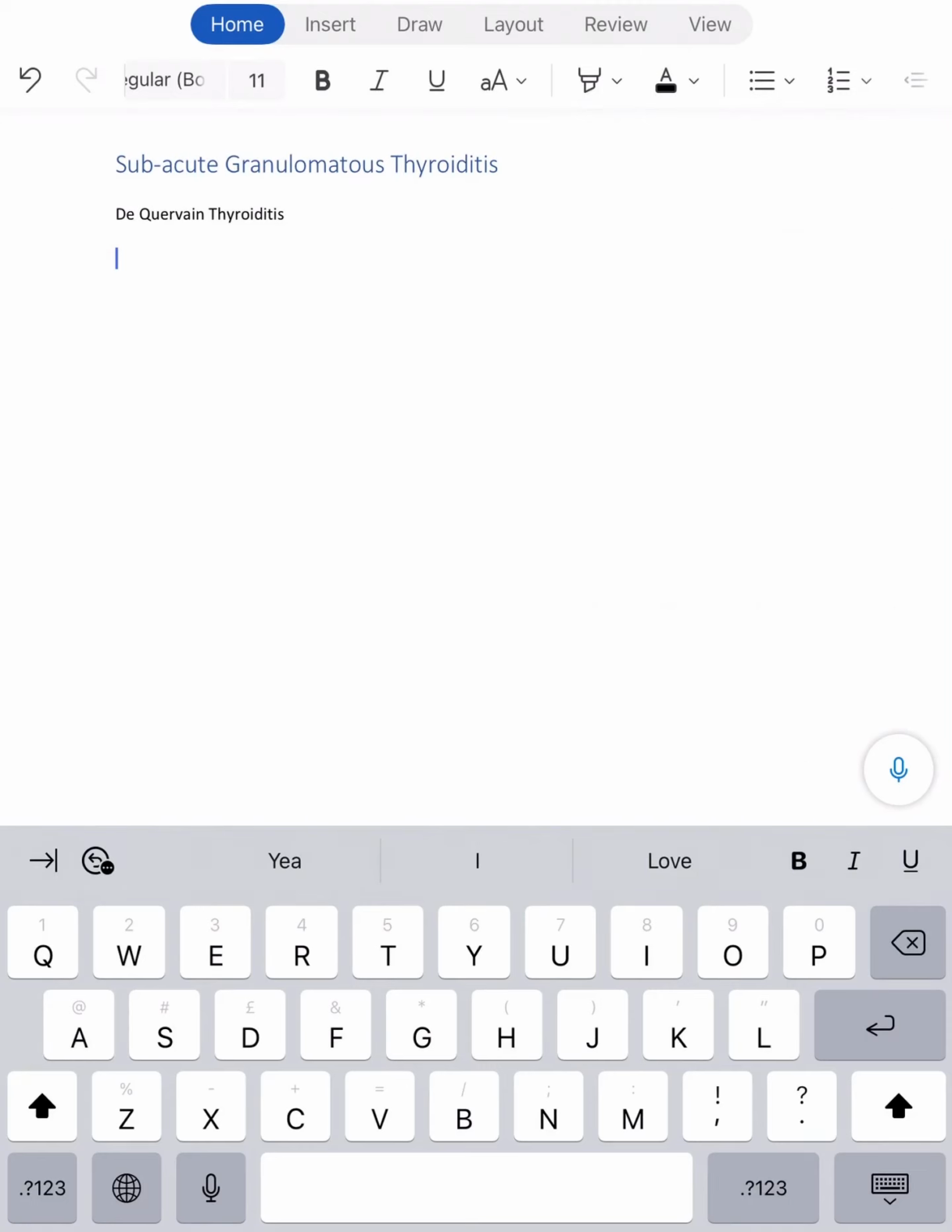Let's start with the topic, subacute granulomatous thyroiditis. And like most other types of thyroiditis, this condition is more common among women in the age range of 30 to 50. So, what exactly is subacute granulomatous thyroiditis?